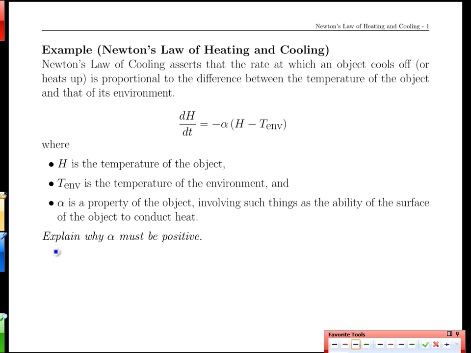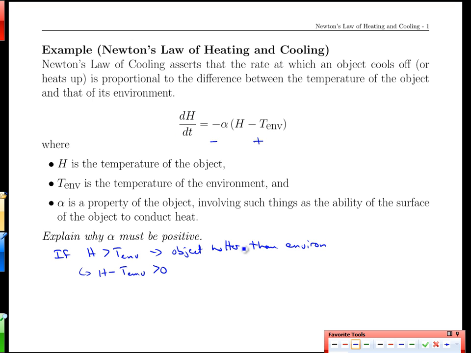For example, if H is bigger than the environment temperature, what does that mean? It means our object is hotter than the environment. If that's the case, well, we can translate that to H minus the environment temperature will be positive. Bring that back to our differential equation, we would have a positive value here, a negative value here, and what do we know about the rate of change of the temperature?